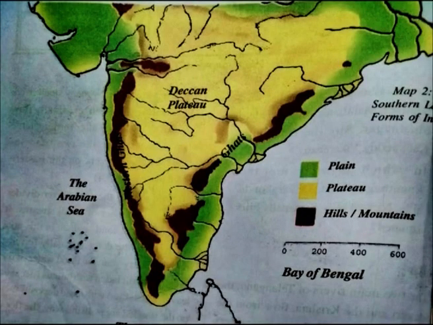Children, look here. This is the south side of India. This is South India. So, what do you see in this map? We have three colors. What are they? They are yellow, dark brown and green. Let us see what these colors represent. The yellow color represents plateau, the green color represents the plains, and the dark brown color represents hills and mountains. So, all this yellow color is the Deccan Plateau.